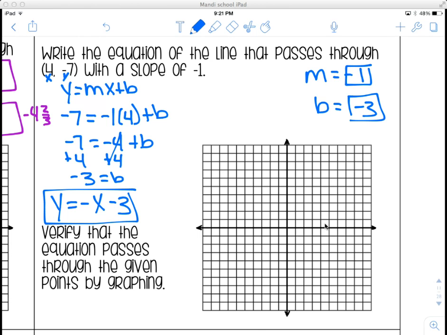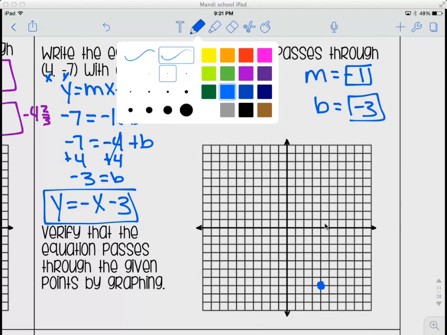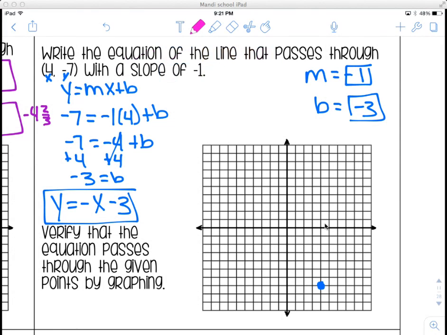So let's graph our point 4, negative 7. And then let's change the pen color and make sure that we go through the point. So we start at negative 3. It is a negative slope. It's going down 1 over 1. And it passes right through that point. So that one works.